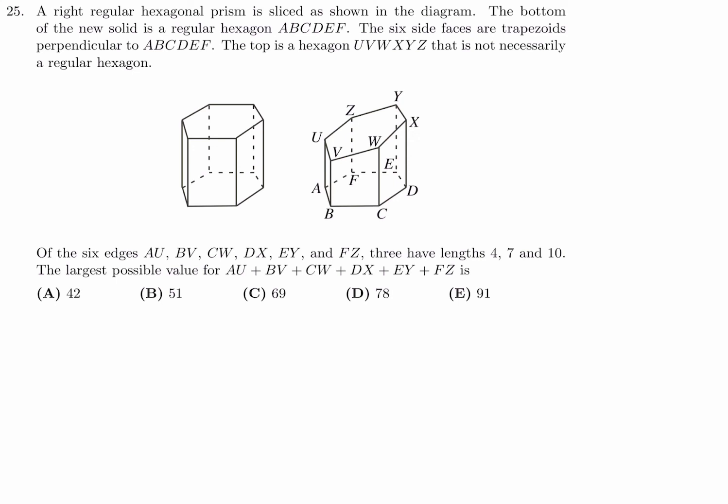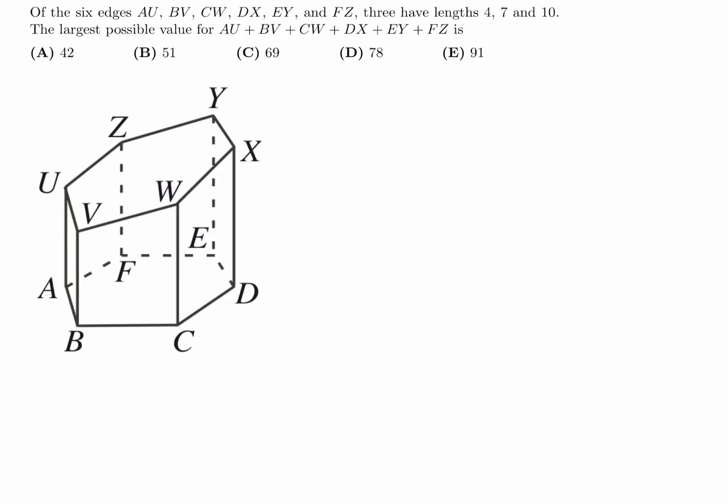Of the 6 edges AU, BV, CW, DX, EY, and FZ, 3 have lengths 4, 7, and 10. The largest possible value for AU plus BV plus CW plus DX plus EY plus FZ is... This diagram, of course, is the heart of the question, and we will concentrate on this diagram. The first thing is we have to figure out some sort of a relationship.